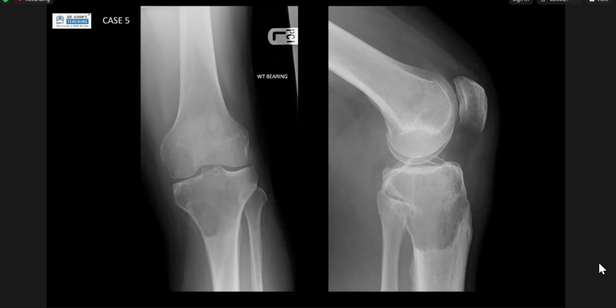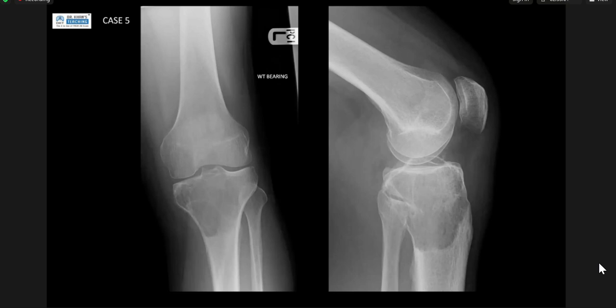No, so in this case, what features are you seeing that make you think this is an aggressive lesion? My worry is the medial aspect of this lesion. However, it's not clear. Okay. Well done. This is a GCT.